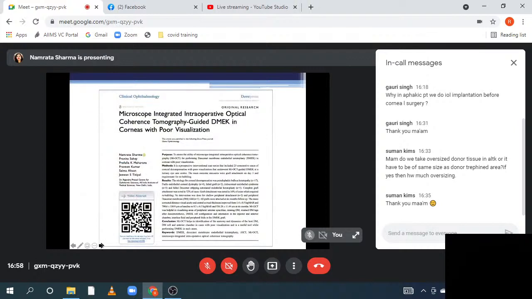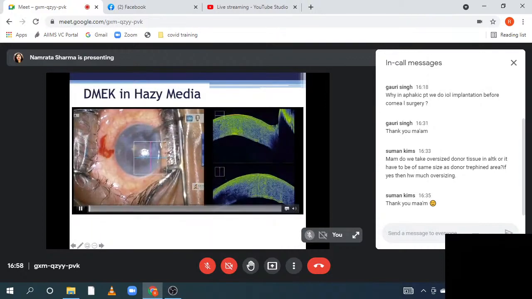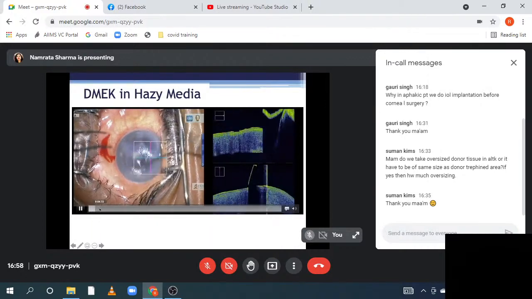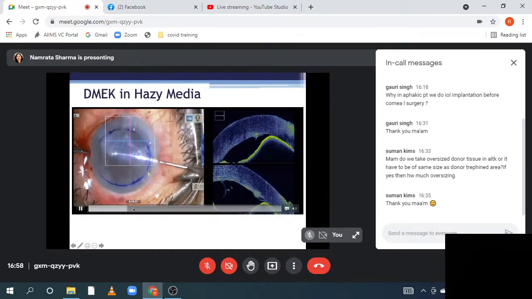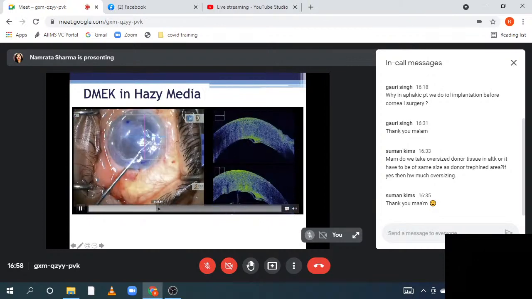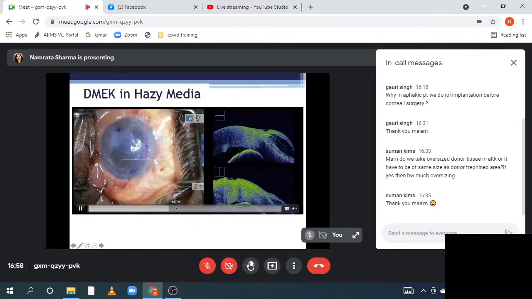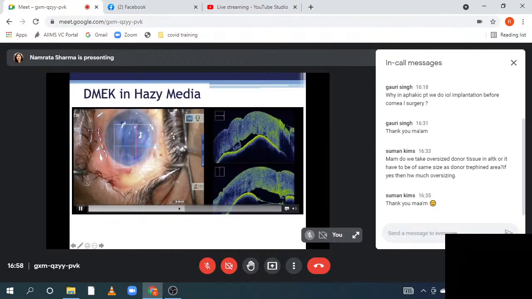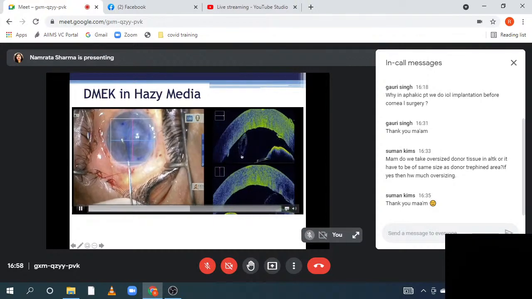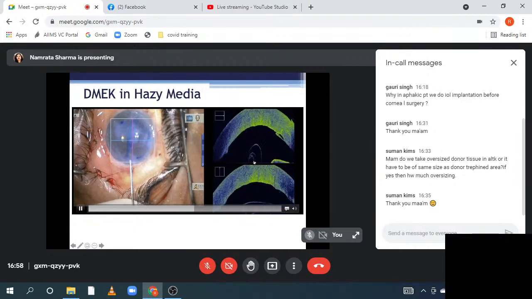And of course, we did publish MIOCT guided DMEK in corneas with poor visualization. I want to show you this case in which even the S could not be seen. So hazy cornea, scarred Descemet's membrane. So Descemetorhexis is done again in this case. And this is your graft which is being put. The S is there, but you can't see the S because it's so hazy. And this scroll is very tight.